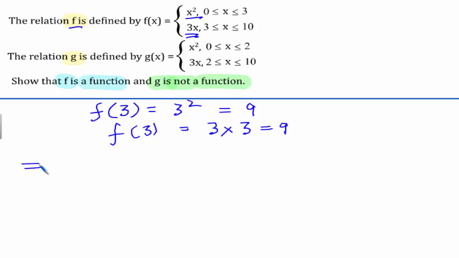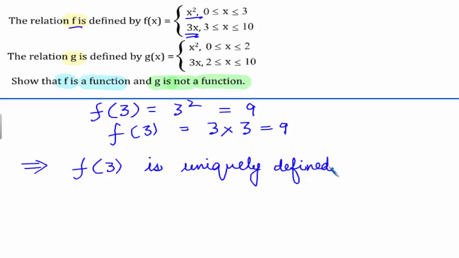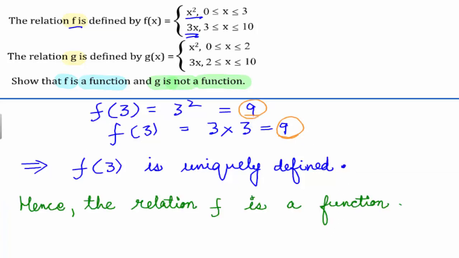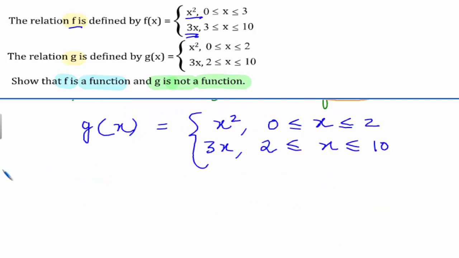So this implies f of 3 is uniquely defined because in both the cases we get the value of f of 3 as 9. Hence we can say that the relation f is a function. Now let us consider the relation g. G of x is given by x square such that 0 less than equal to x less than equal to 2 and 3x such that 2 less than equal to x less than equal to 10.